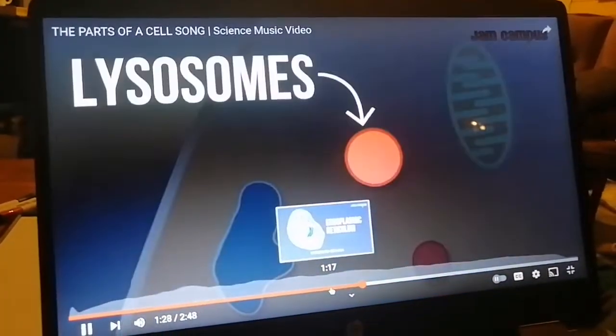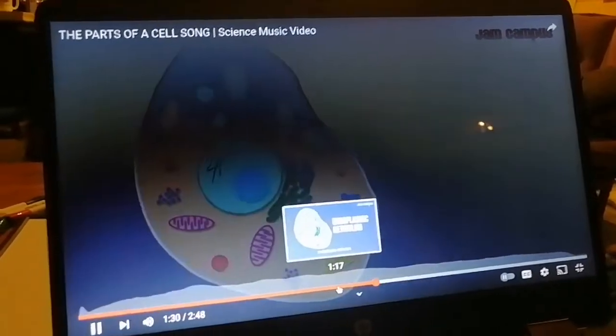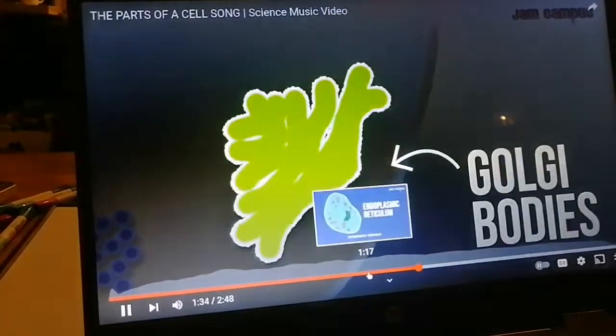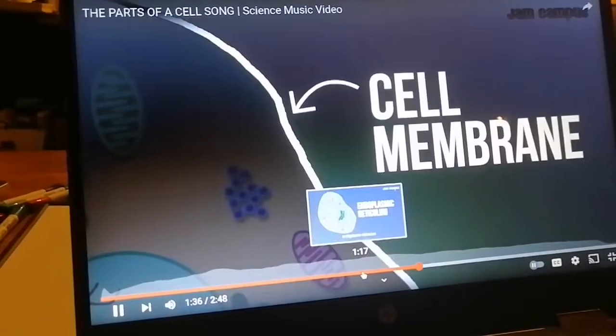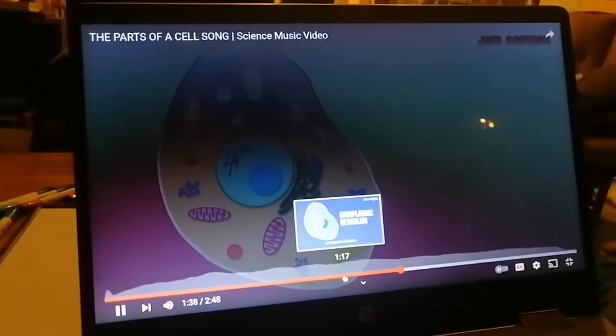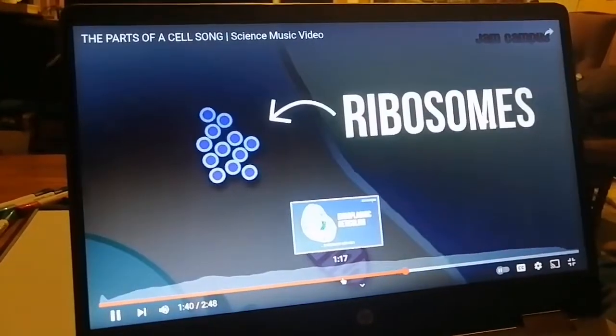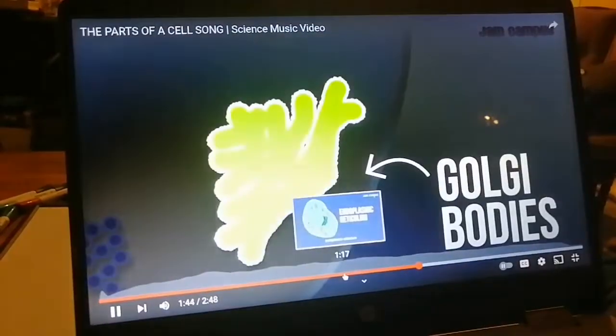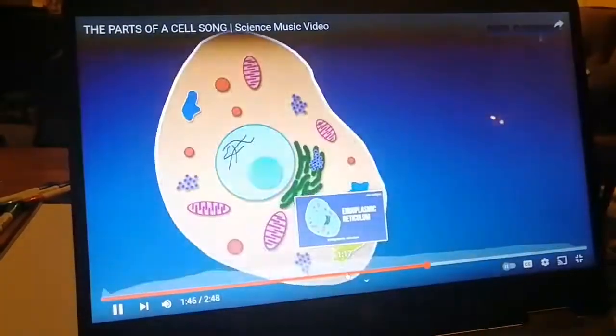Mitochondria, lysosomes, ribosomes, cytoplasm, nucleus, ER and Golgi body, in the nucleolus, cell membrane, mitochondria, lysosomes, ribosomes, cytoplasm, nucleus, ER and Golgi body, in the nucleolus.